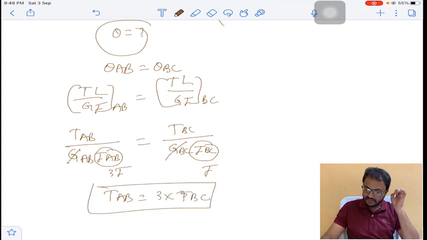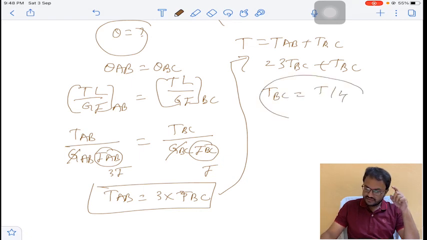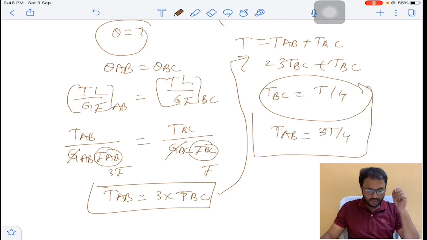So generally total torque T is equal to TAB plus TBC. So from the expression TAB is equal to 3 times TBC, plus TBC, you will finally get TBC is equal to T by 4. So by putting in the equation, TAB will become 3T by 4. So these are all the amount of torque that we have applied.